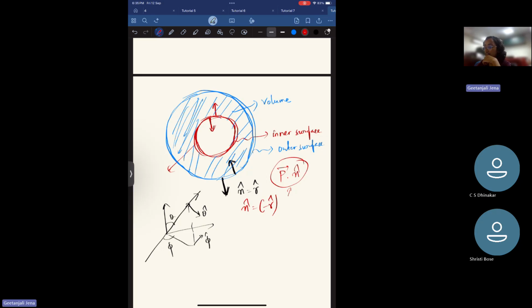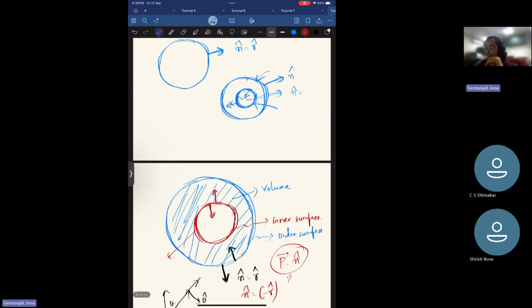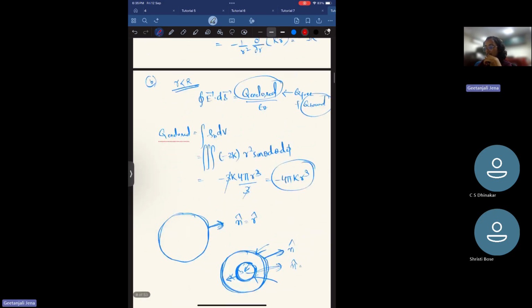But other than that, is it clear how we can take the unit vector for the different types of surfaces if you are given a random surface? Let me tell you the reason in the next class. I think it's related to the field, but I'm not able to recall the exact reason.